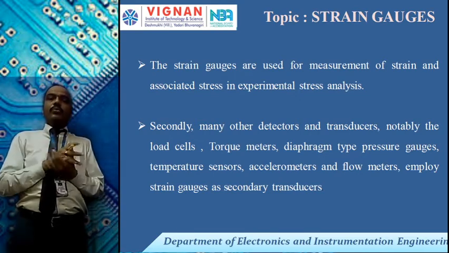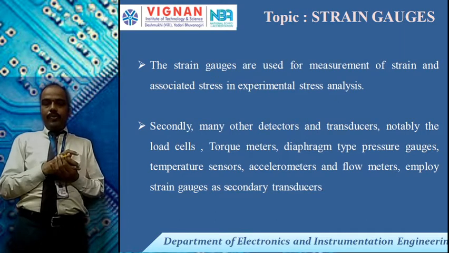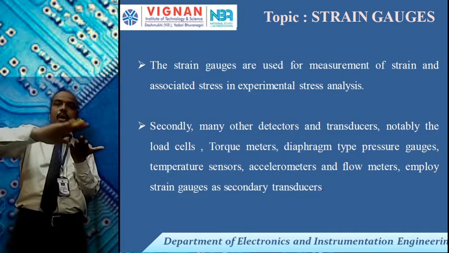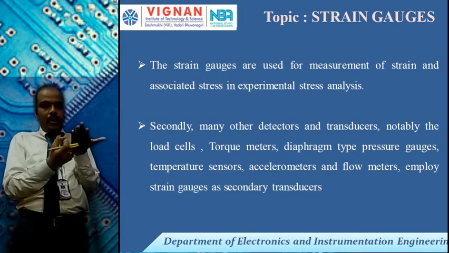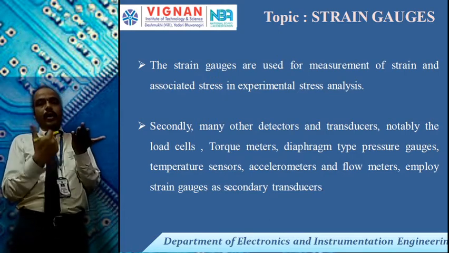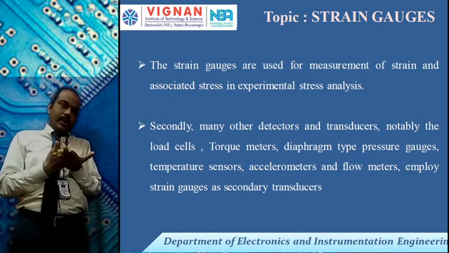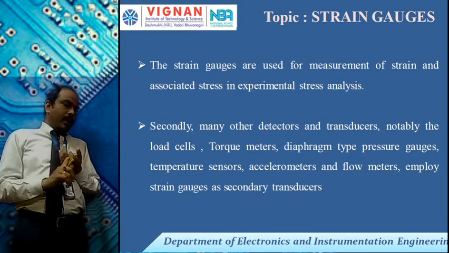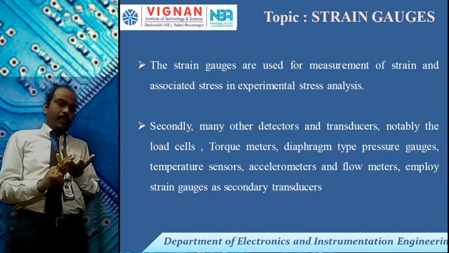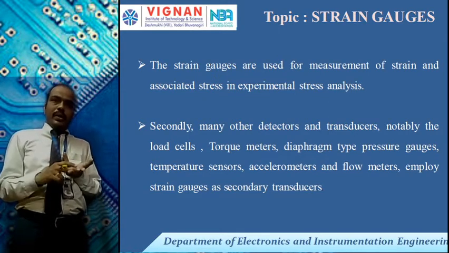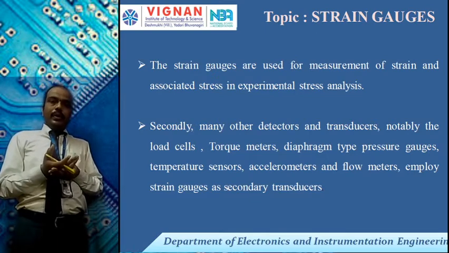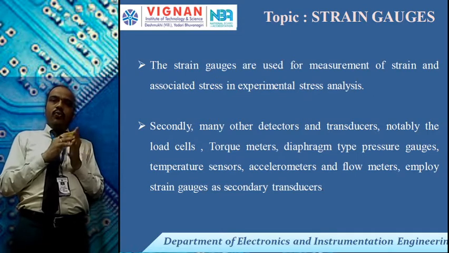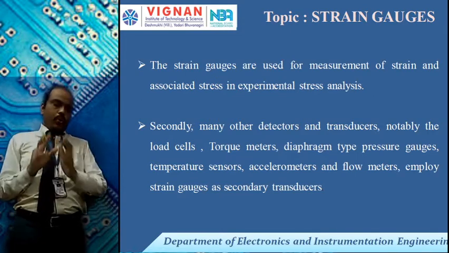Or if you observe any general store, we have electronic weighing machines. We observe some platform, and under that we have some load cell, and then the strain gauges. And also for different torque meters, diaphragm type pressure gauges, temperature sensors, accelerometers, etc., these strain gauges act as secondary transducers for measurement of different physical quantities.